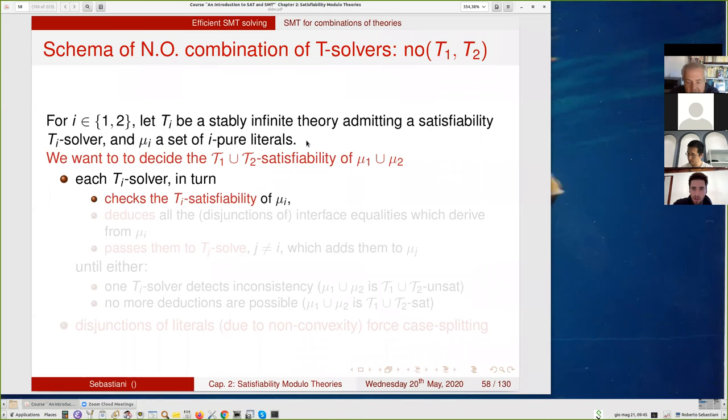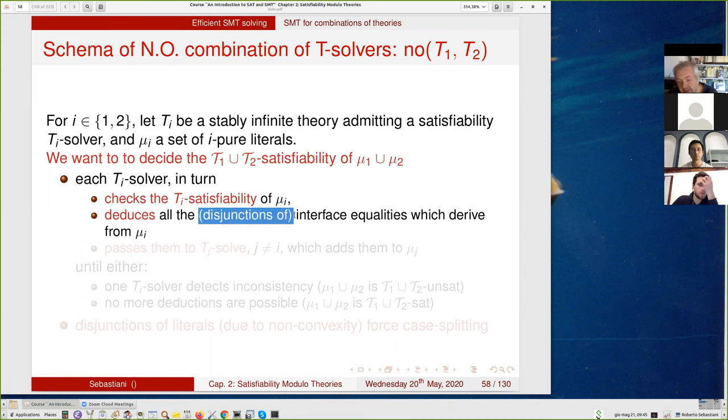Check the T-I satisfiability of its own specific part. And here is the critical point: deduce all the interface equalities which derive from the T-I part. Notice that, and this is one problem we have, if the T-I is not convex, then it must be able to deduce disjunctions of interface equalities. But let's suppose this is convex for a while.